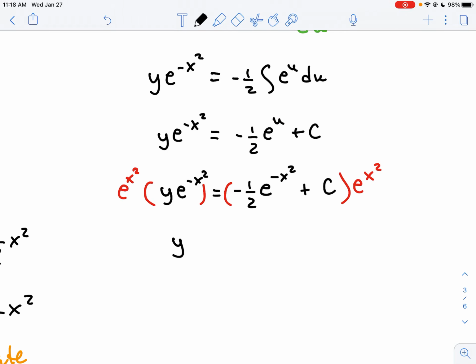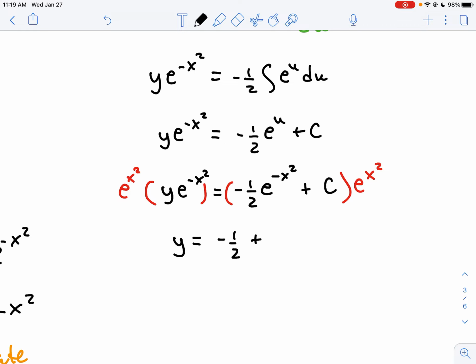So we have y all by itself is equal to, and now we're going to distribute the e to the x squared on the right side. When you multiply e to the x squared times e to the negative x squared, again, the exponents cancel to 0, because you combine the exponents, you get e to the 0, which is 1. So we simply get negative 1/2 to lead off, and then plus, and then the other part has the c e to the x squared.